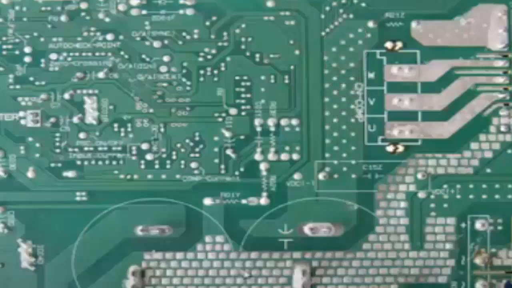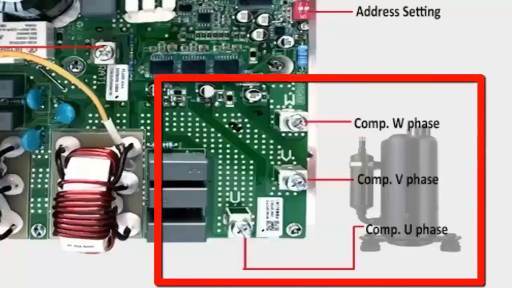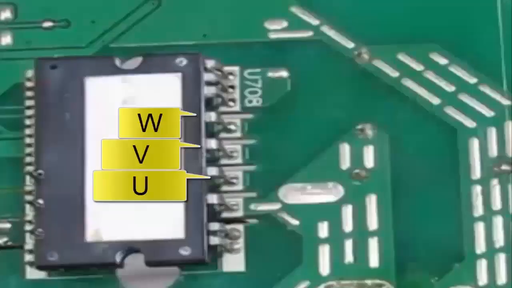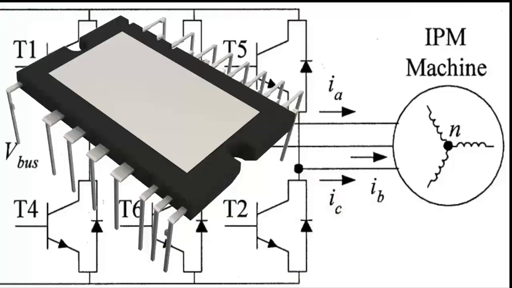5. Identify the output points U, V, W. These can be identified by following the tracks, from the compressor connectors to the IPM electronic circuit. 6. Set the multimeter to the diode scale. 7. The IPM electronic circuit is internally composed of 6 IGBT transistors, each containing a diode that we will test.